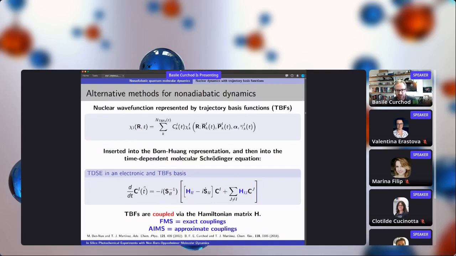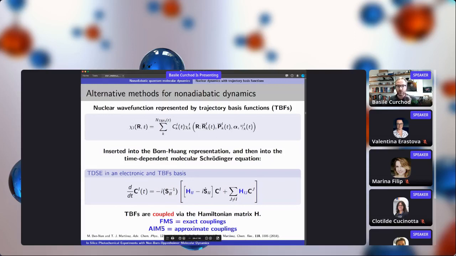What is very important to realize is that these Hamiltonian matrix elements that you have here will allow the Gaussians to talk to each other. So we move beyond this independent trajectory approximation that we had in surface hopping. If we were to use an exact coupling, so this exact Hamiltonian matrix element, I would do the full multiple spawning, but we actually have to approximate this matrix element to make it tractable for on-the-fly dynamics. And that's when you approximate this Hamiltonian matrix element that we are talking about the ab initio multiple spawning here.